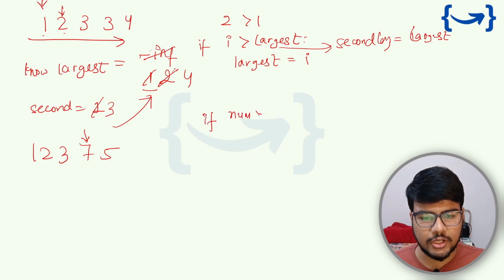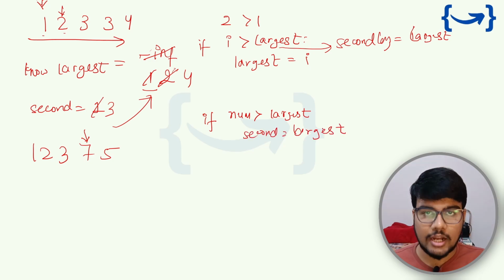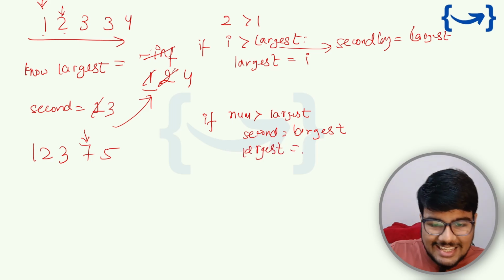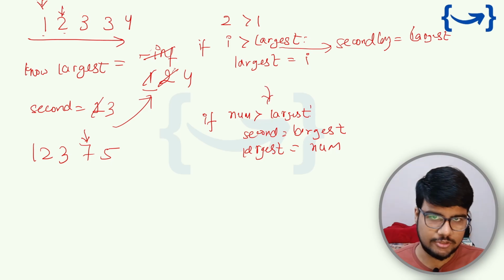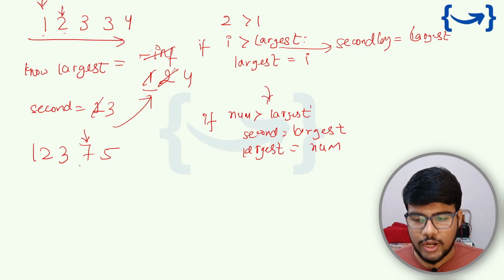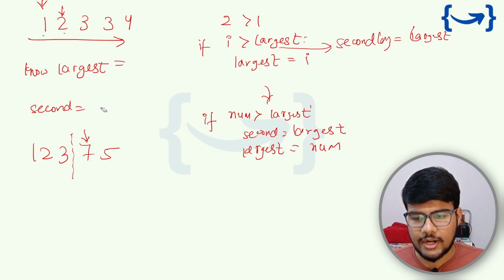Let's say the num we are currently on, if it is greater than largest, then I will reinitialize my second to the previous current largest element, and the current largest element would be reinitialized to the current num because it satisfies this if condition. Fantastic. Now if I talk about here, let me clear it up, my largest element is 3 and my second largest element is 2.